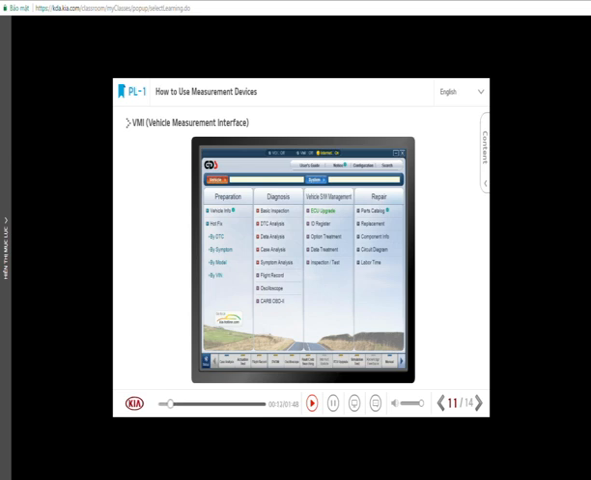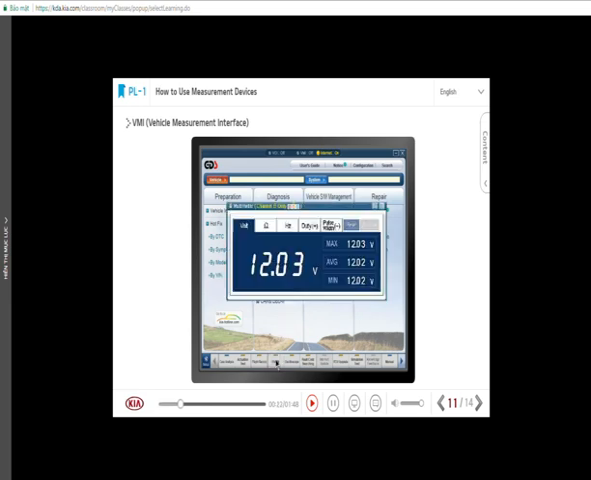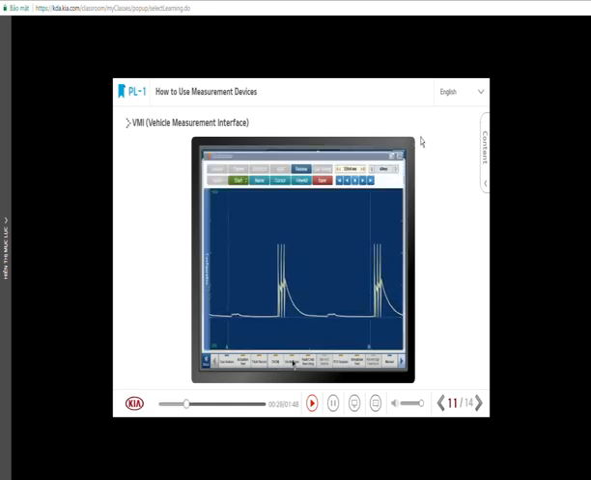You can measure the voltage and resistance by using the GDS device. By using the bottom menu in the GDS program and the VMI module, you can measure the voltage and resistance just like using the multimeter.